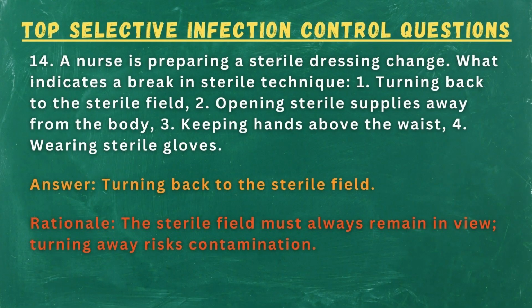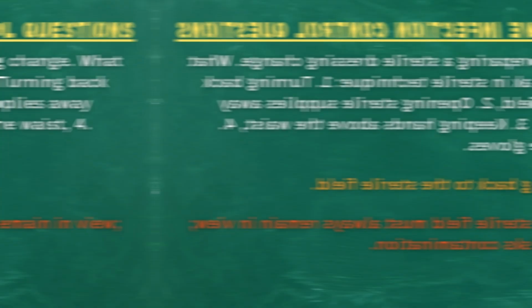14. A nurse is preparing a sterile dressing change. What indicates a break in sterile technique? 1. Turning back to the sterile field. 2. Opening sterile supplies away from the body. 3. Keeping hands above the waist. 4. Wearing sterile gloves. Answer: turning back to the sterile field. Rationale: the sterile field must always remain in view. Turning away risks contamination.